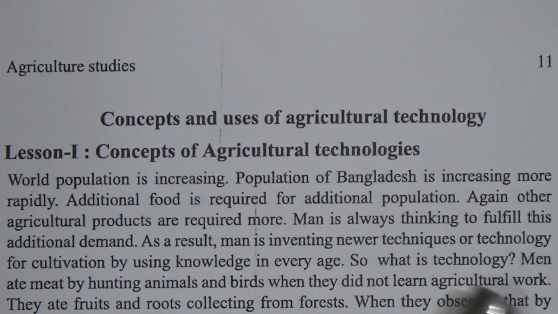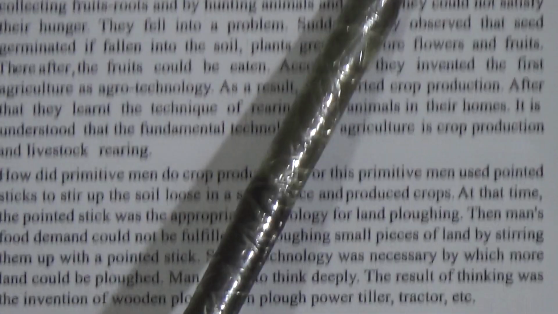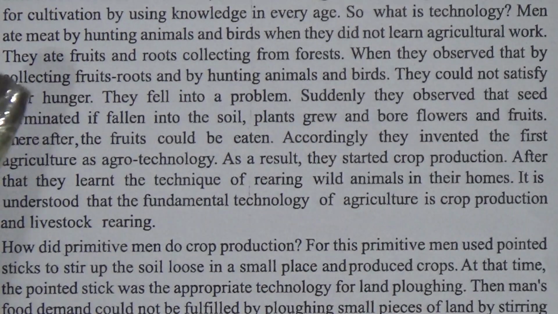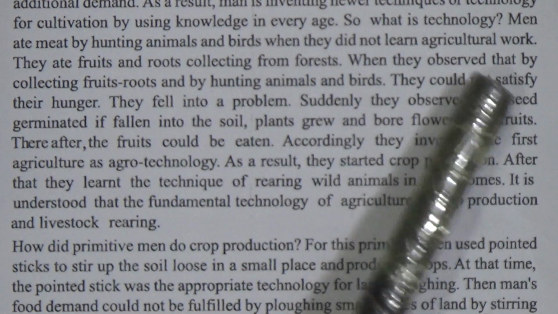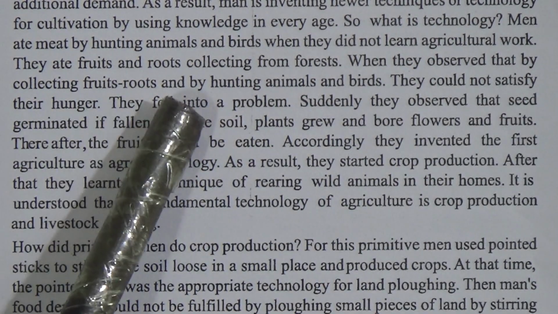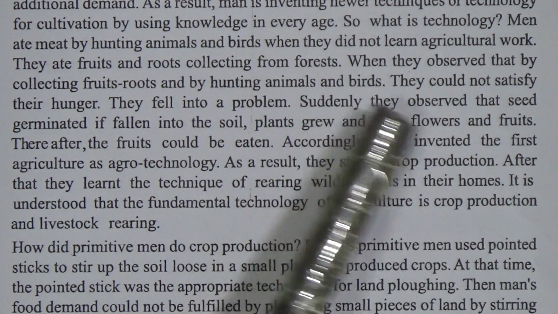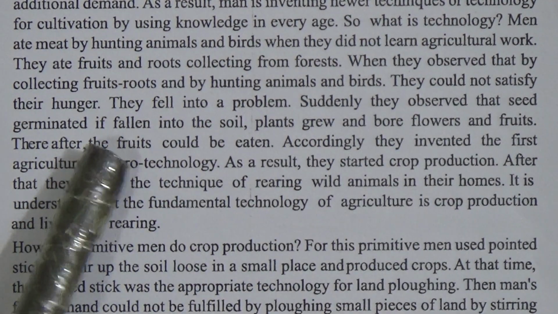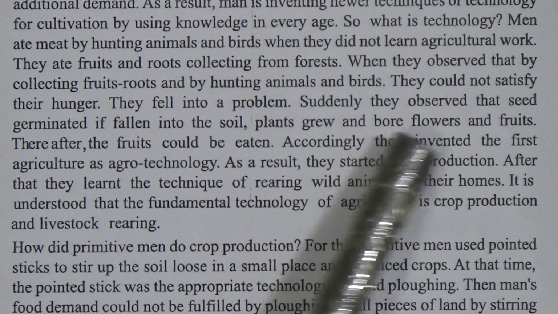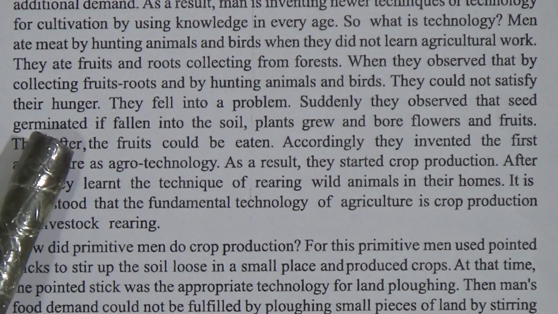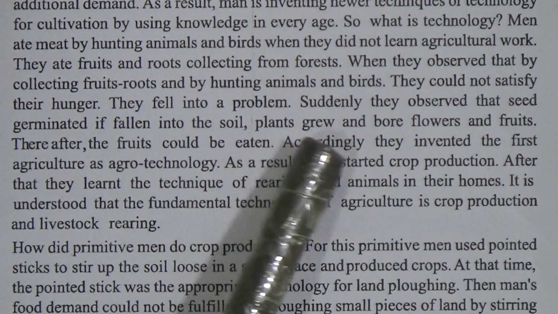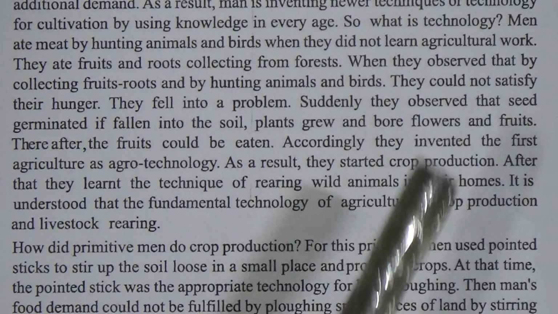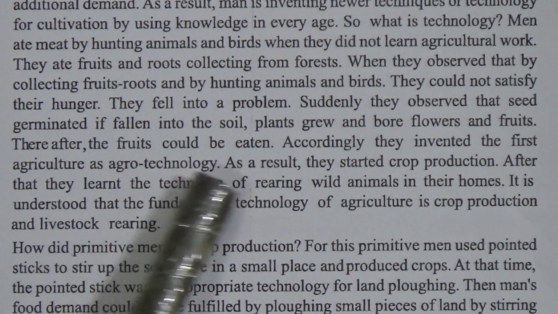So what is technology? Men ate meat by hunting animals and birds when they did not learn agricultural work. They ate fruits and roots collecting from forest. When they observed that by collecting fruits, roots and by hunting animals and birds, they could not satisfy their hunger, they fell into a problem. Suddenly they observed that seeds germinated. Look at the process. If fallen into the soil, plants grew and bore flowers and fruits. Therefore, the fruits could be eaten.